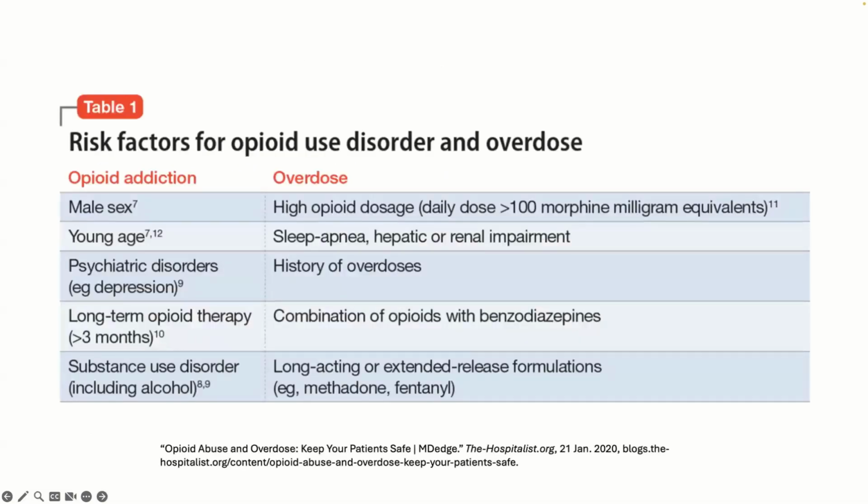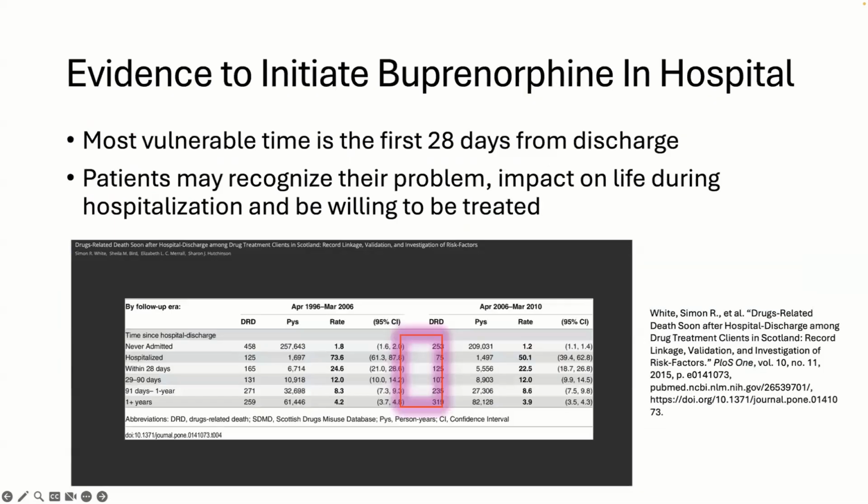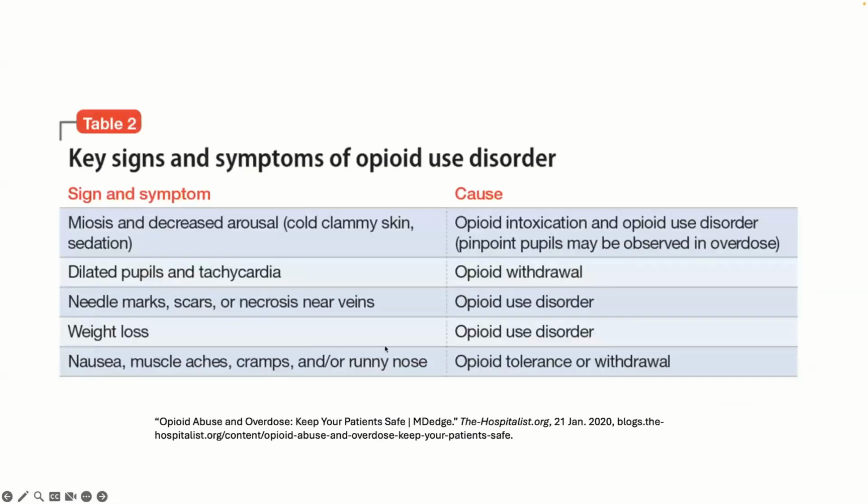Here's just a couple risk factors for opioid use disorder that we can consider. So males, a young age, psychiatric disorders, so people with pre-existing depression or anxiety, puts them at a higher risk. Long-term opioid use, other alcohol and substance use. And then some key signs and symptoms which we went over, but just highlighting here again, just looking out for these on your clinical exam.